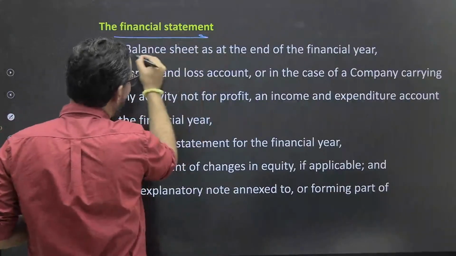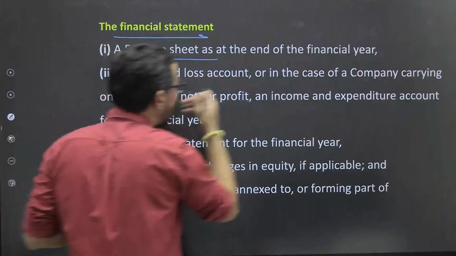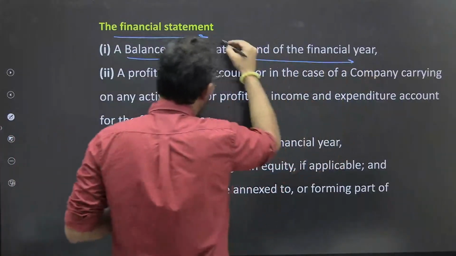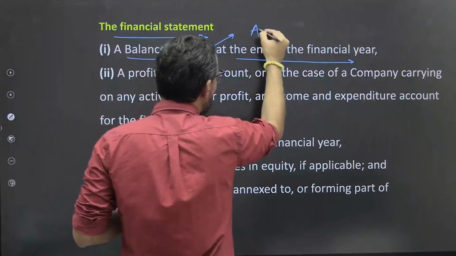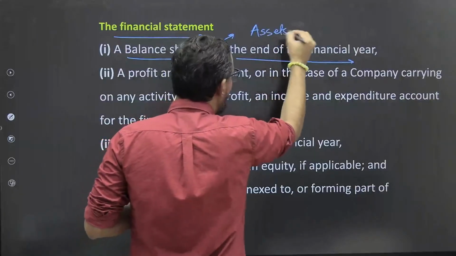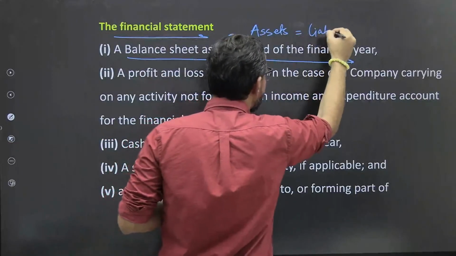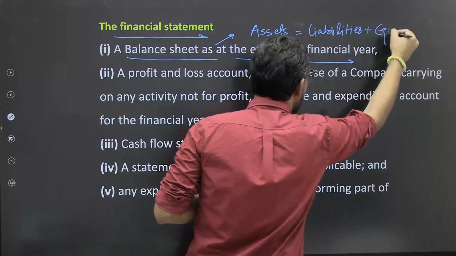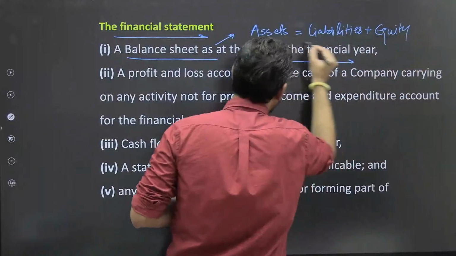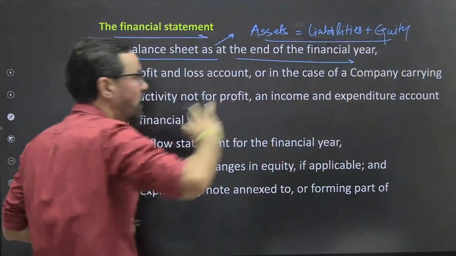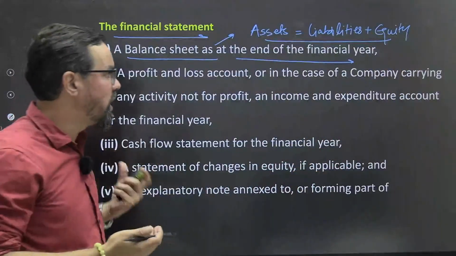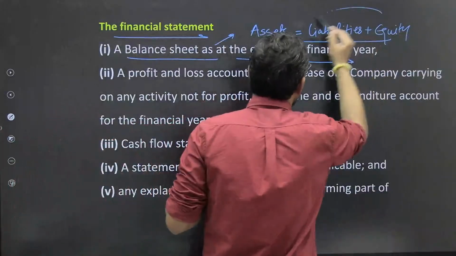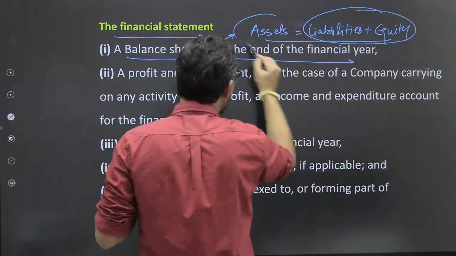Financial statement: the balance sheet at the end of the financial year, and the equation is assets equal to liabilities plus owner's equity. Okay, so this is your equation. Why are assets always equal to liabilities plus equity? That we have already discussed. These are the sources of funds and this is the application of funds.